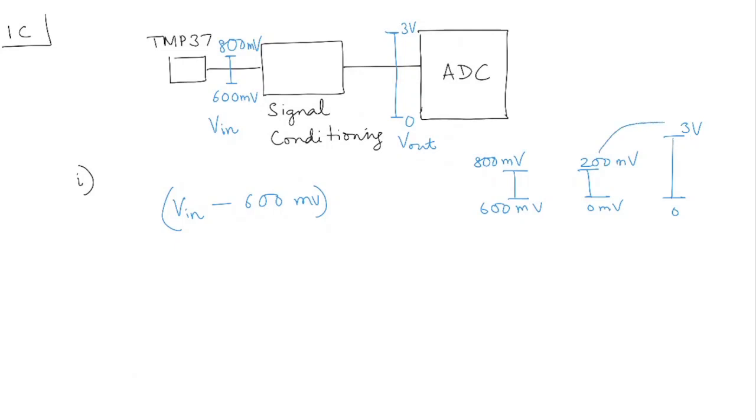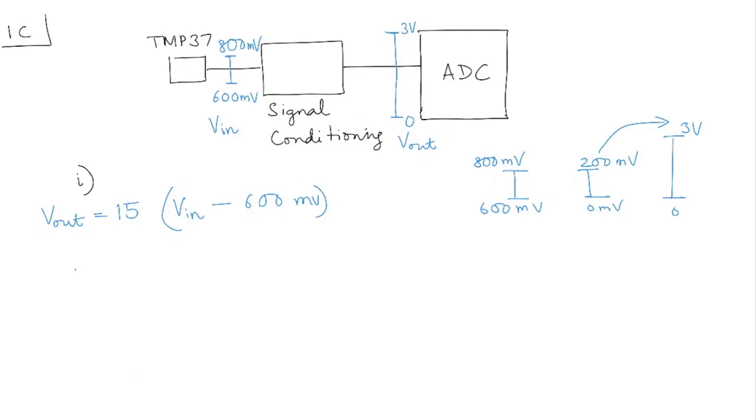So we want to make 200 into 3. So how would you do that? What is the gain that you would require? If you have a gain of 15, you should be able to do that, right? So we want V out equal to 15 times (V in minus 600 millivolts). Okay, so that would give us the transformation that we want.